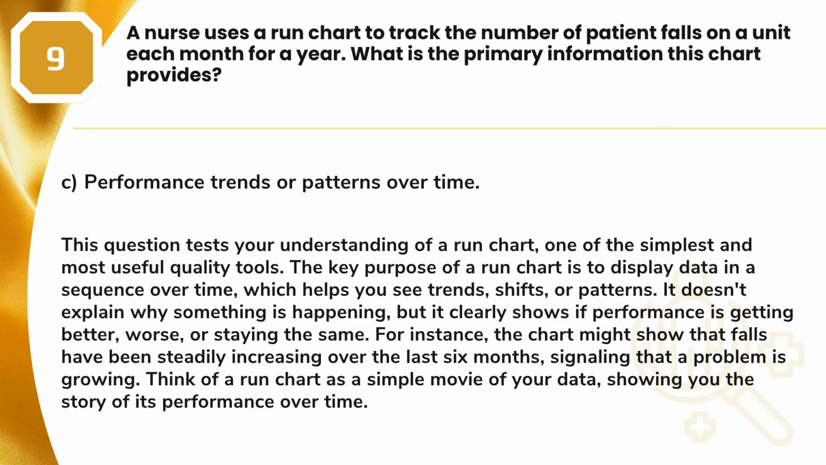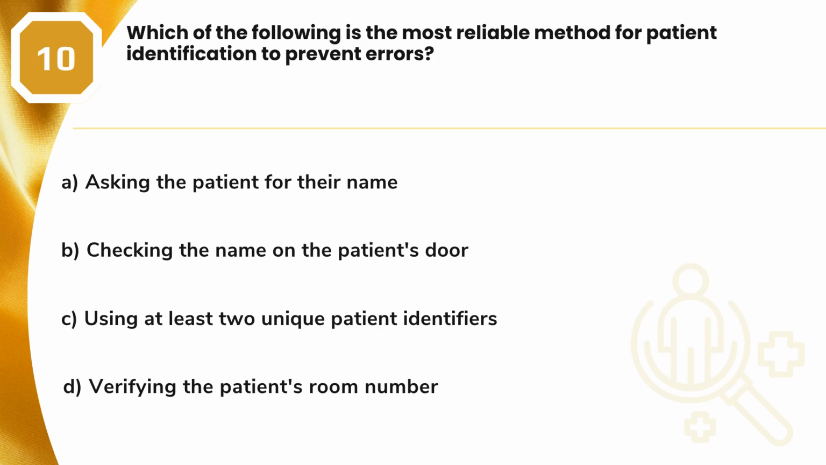For instance, the chart might show that falls have been steadily increasing over the last 6 months, signaling that a problem is growing. Think of a run chart as a simple movie of your data, showing you the story of its performance over time.